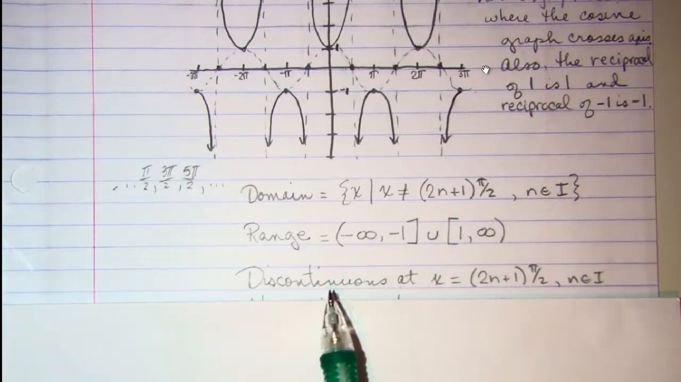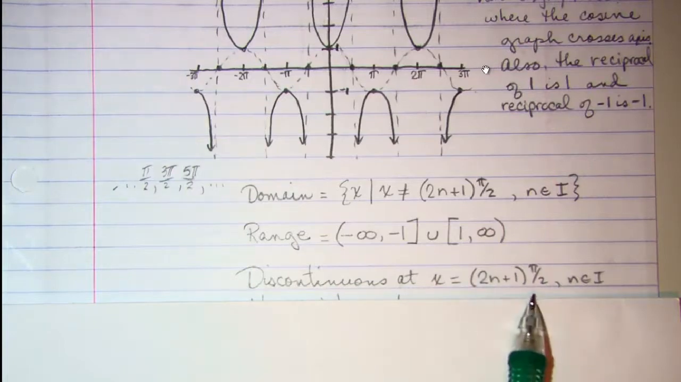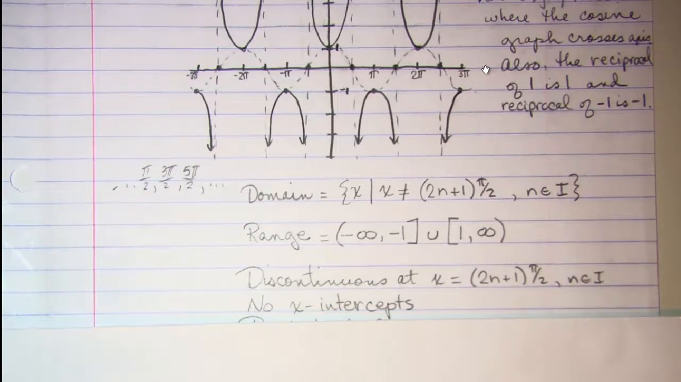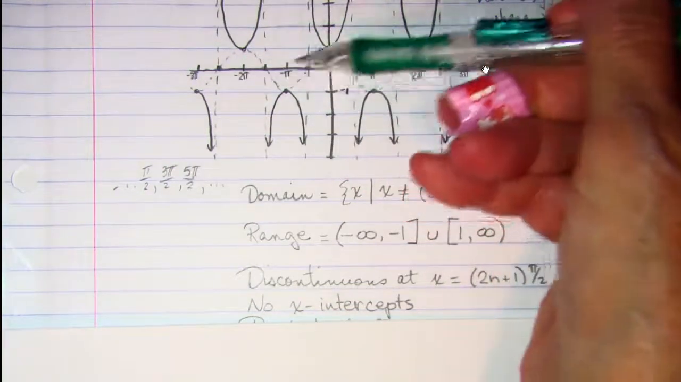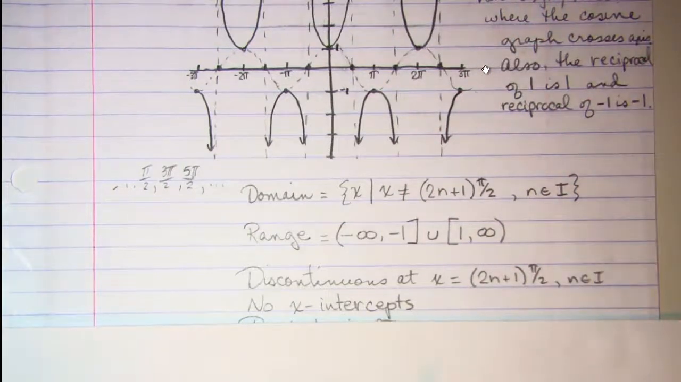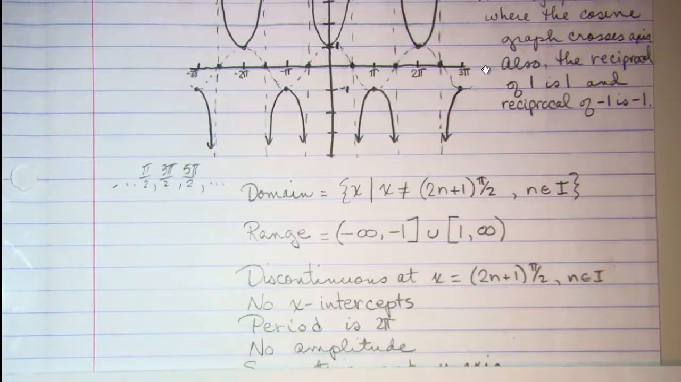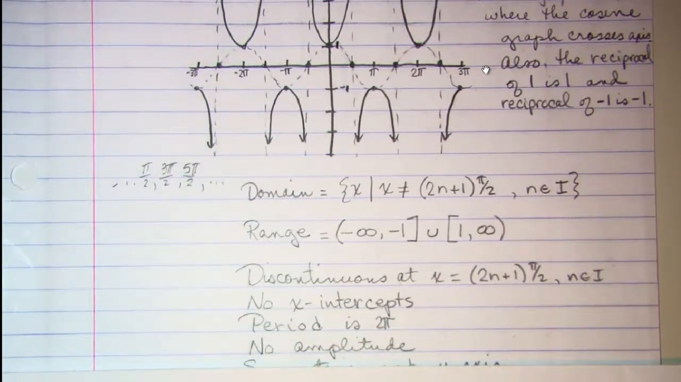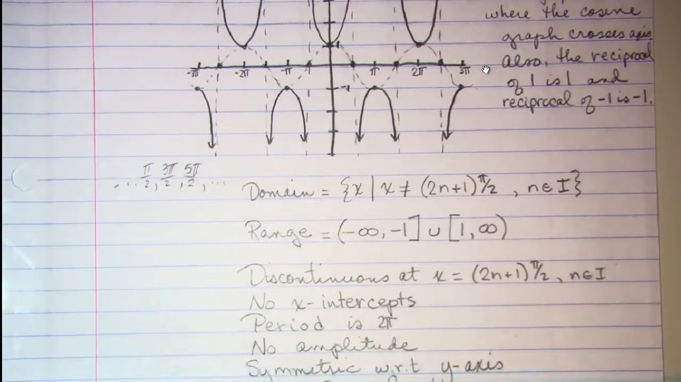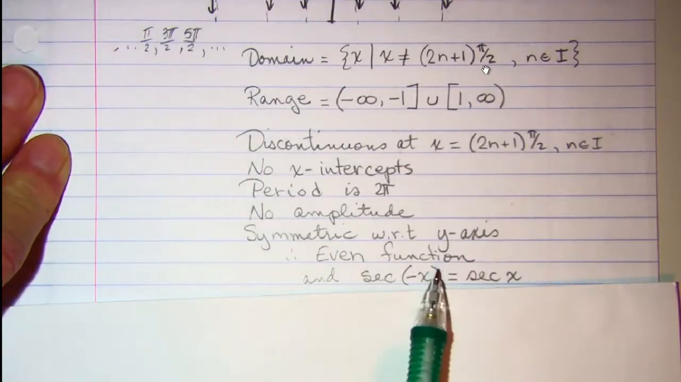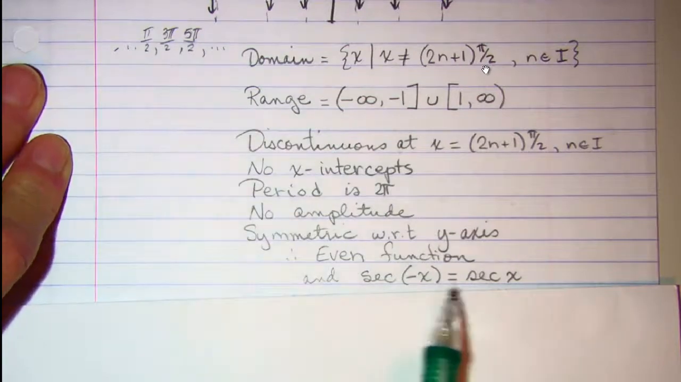So the secant curve is discontinuous at x equals (2n plus 1) times pi over 2, where n is an element of the set of integers. There are no x-intercepts because this space in here between negative 1 and 1 is blank. The period is 2 pi, so the period is the same as the period for cosine. There's no amplitude since it goes on forever. And it's symmetric with respect to the y-axis, so it's an even function. So secant of negative x is equal to secant x.